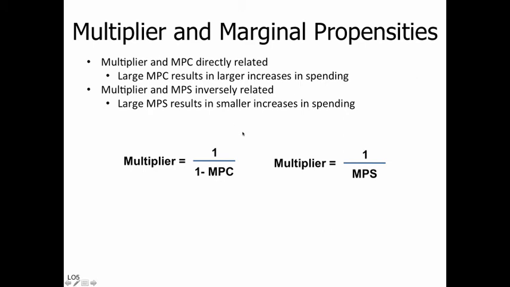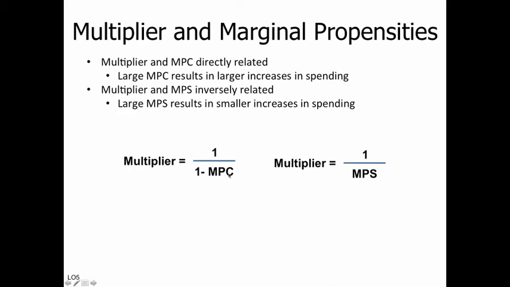So if we look here, we can see how this plays out. The multiplier can be calculated if we know the MPC or if we know the MPS. So if we know the MPC, we can calculate the multiplier as 1 divided by 1 minus the MPC. And if you remember the relationship between the MPC and the MPS, remembering that the MPC plus the MPS always equals the value 1, then 1 minus the MPC is the MPS. So these two calculations mean the same thing.